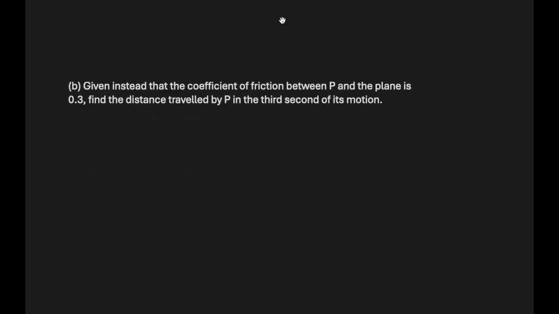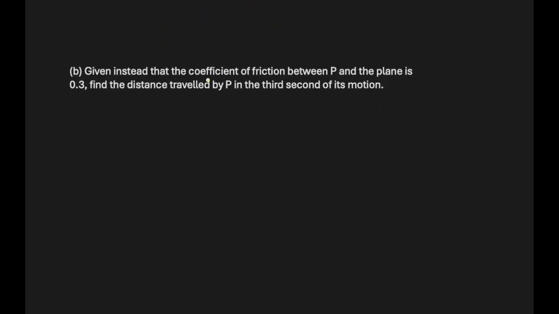Part B. Given instead the coefficient of friction between P and plane is 0.3. Find the distance traveled by P in the third second of its motion. Okay, so the drawing was like this. This was the particle, and here we have 1.2 newtons. Weight is 2 newtons, and this is also 2 newtons with R. Now we have frictional force here, which is mu R, and this time mu they have given as 0.3, not 0.6 like part A.